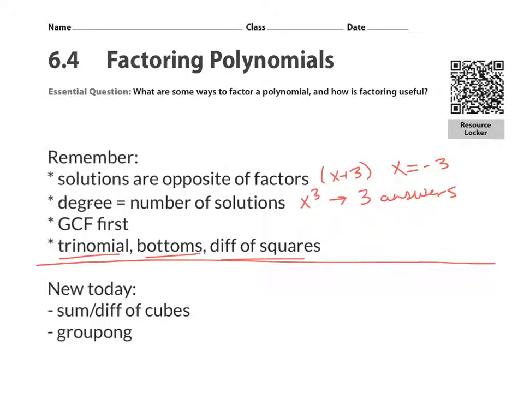Today we're going to add to that, and I'm going to move quickly. We're going to add sum and difference of cubes, which is a new pattern. It's similar to difference of squares, but there are a few differences there. And then it should say grouping as a factoring method, and we'll look at that example today too. So let's go ahead and get started.